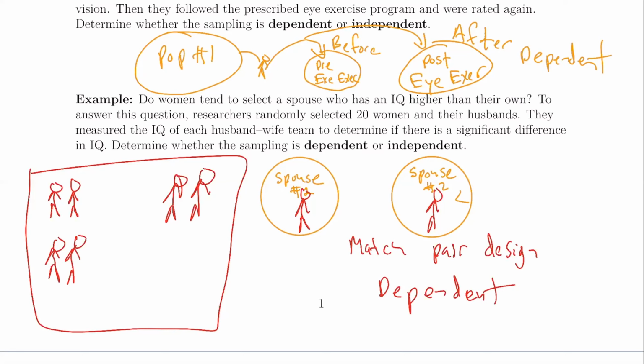So this one is a matched pair design, and this one will be considered a dependent data set. So if it's matched pair or if it's before and after, that's your clue that this is considered a dependent data set. But if we have two different populations that we're sampling from, that will be considered an independent data set. Any questions in regard to that so far? All right, no questions.